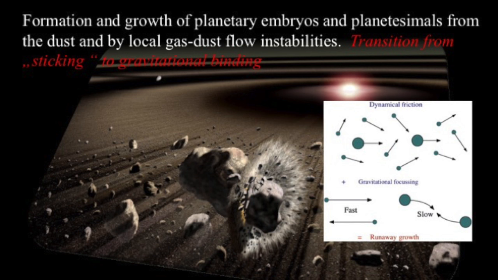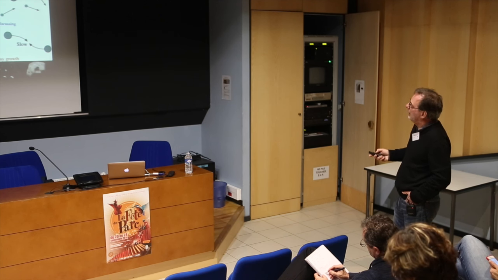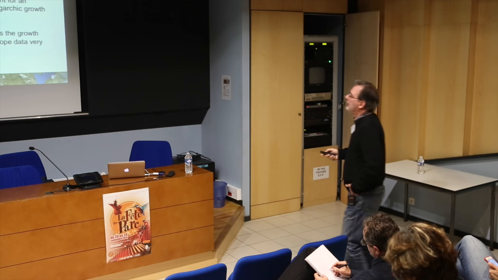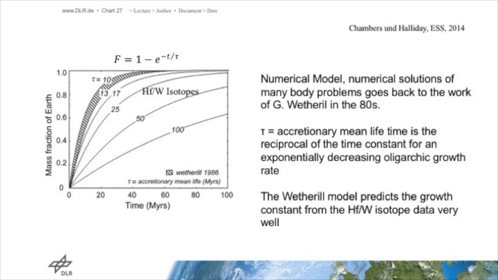If the collision is too powerful, they would destroy each other and form some of the small stuff here. But in the end, when you do these calculations, you usually get some runaway growth of the large particles at the expense of the small particles, and you end up with something like this here. And this is a representation of a numerical model that goes back to George Wetherill in the 80s.